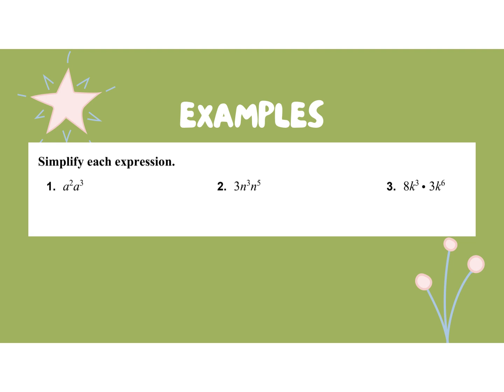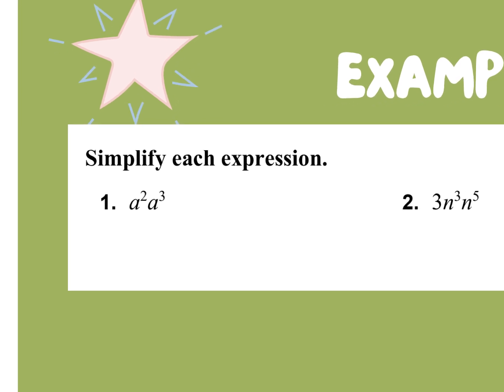So let's get started with some examples. On this page, there are some pretty simple examples. I'm going to start with number 1. I have a to the 2nd times a to the 3rd. If you don't see an operation between them, you assume it's a multiplication. So I get a to the 2nd times a to the 3rd. Remember, a to the 2nd is the same as a times a, and a to the 3rd is the same as a times a times a. So there are a total of 5 a's in this expression.